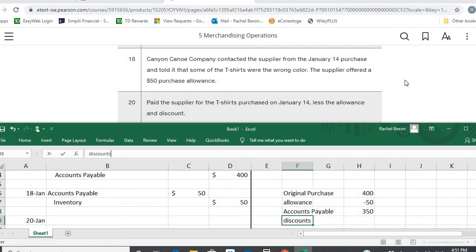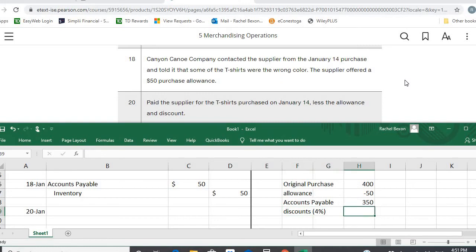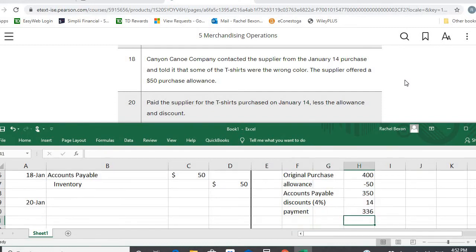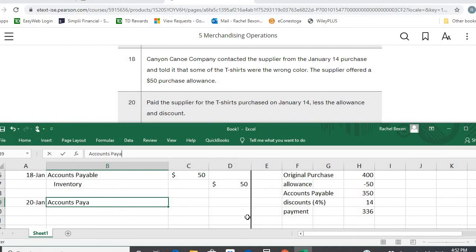But we further have a discount of 4% because we're paying in time. So if we find out what 4% is, that's a $14 reduction. So the payment amount will only be $350 minus 14. We're going to pay $336 towards this outstanding debt. And once we do that, our entire debt will be cleared, which means the amount that we have to debit our account payable is $350. That's how much the company says we still owe.